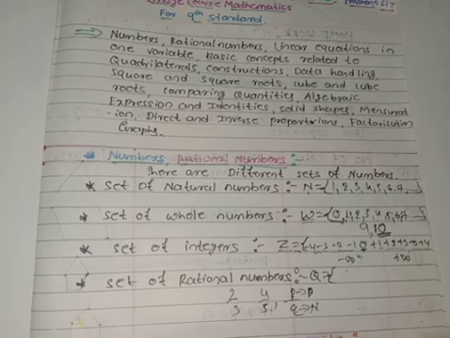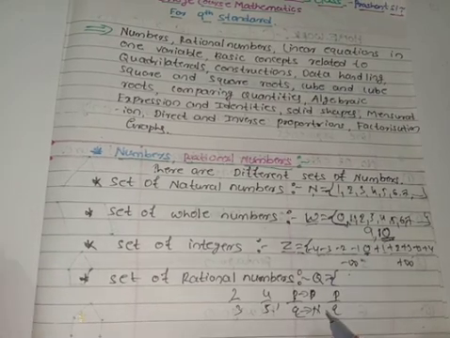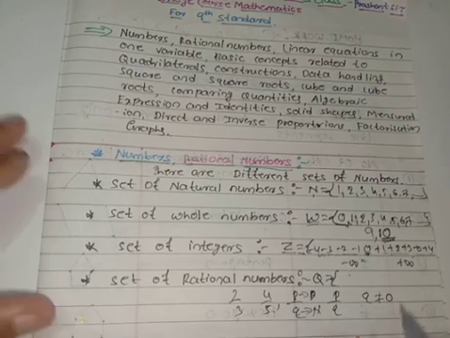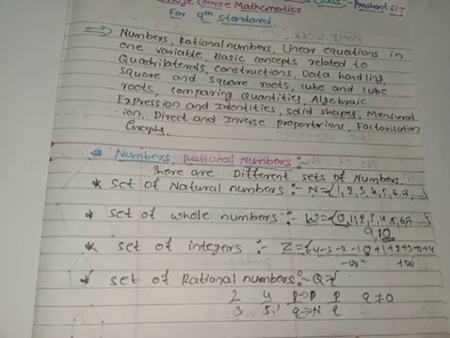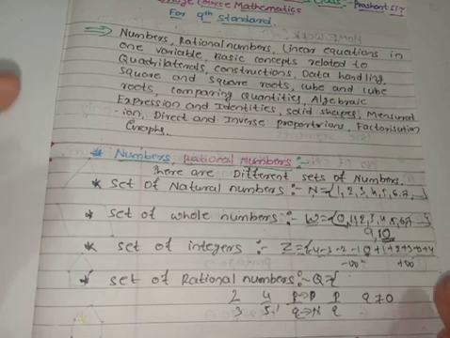Or in the form of P upon Q, or P by Q, where Q is not equal to 0. This is very important, students. Q not equal to 0 means in the denominator place 0 will not come. What about the numerator, students? 0 is okay in the numerator, but not in the denominator. I will tell you the examples.